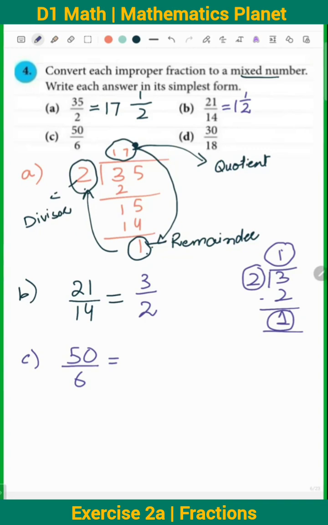It is divisible by 2. It is also divisible by 2. So 2 times 2 is 4, 2 times 5 is 10, 2 times 3 is 6. So you get 25 by 3, right? Now can you divide 25 by 3 like this? Okay.